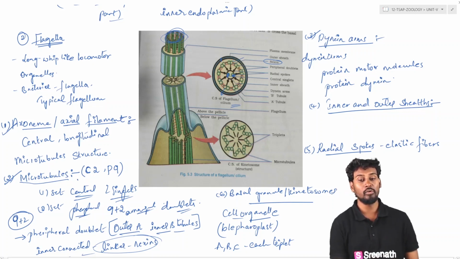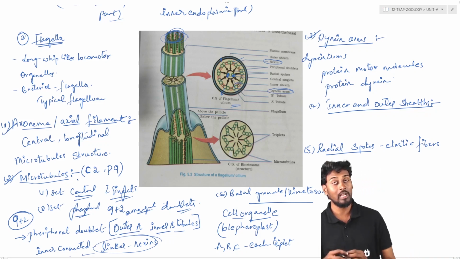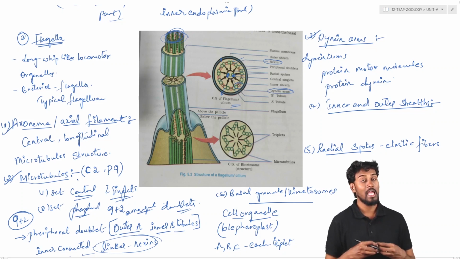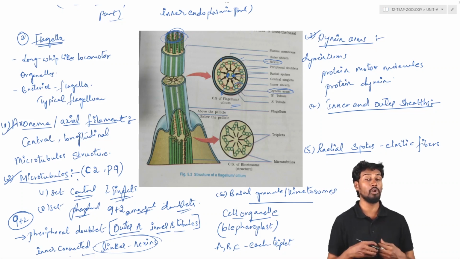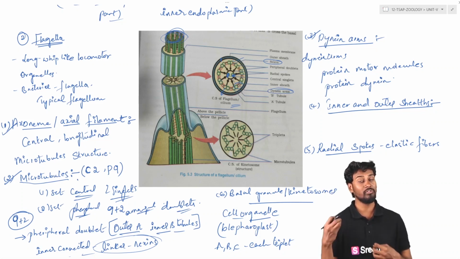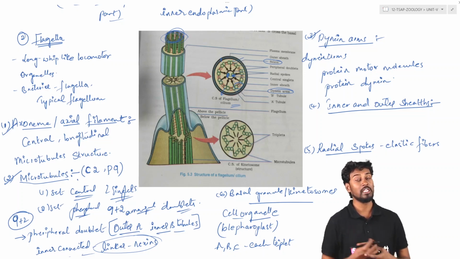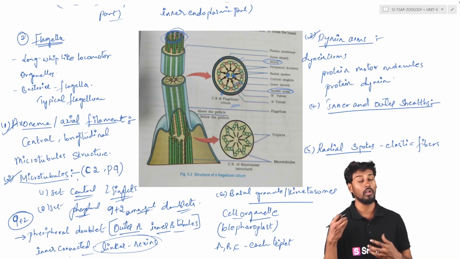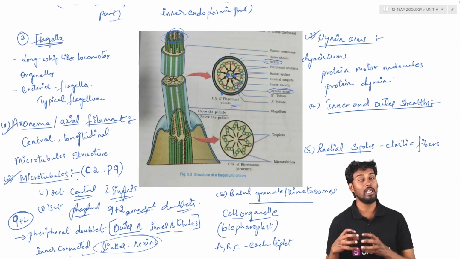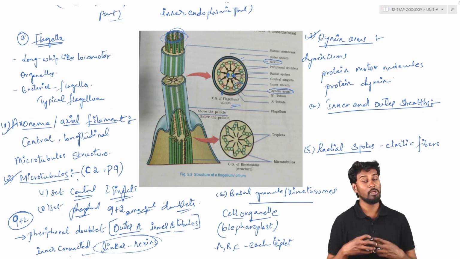So here we can see the dynein arms. The dynein arms are generally in between the peripheral doublets, involved in the contraction, and they utilize the ATP molecule as a source of energy. Because of this energy given by the ATP molecule, these dynein arms undergo a motor action, so we can also call them protein motor molecules. So they are involved in the contraction because of the energy provided by the ATP molecule.